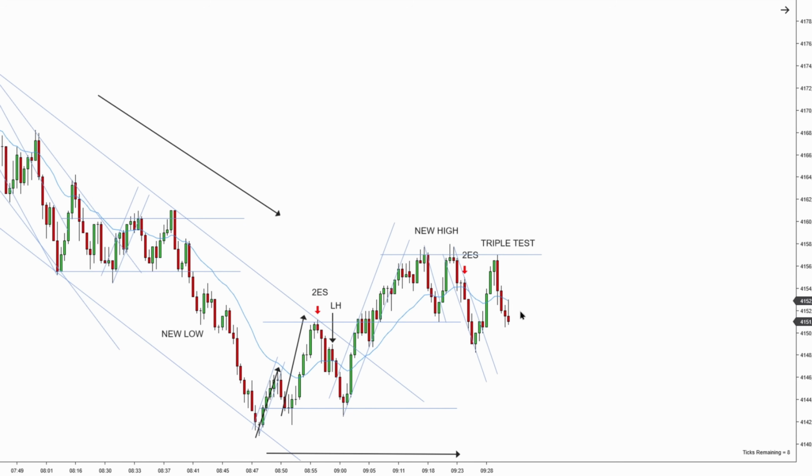Okay, we're breaking lower. And we have a lower high, but it is also second entry short. And notice exact same pattern like here. New low, first entry short, second entry short. New low, first entry short.